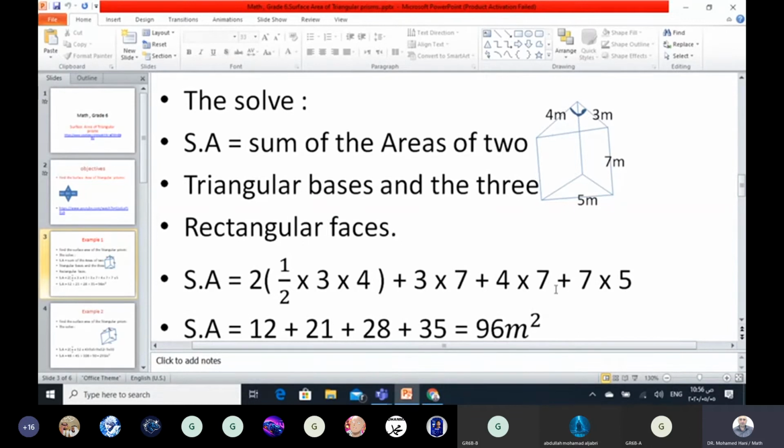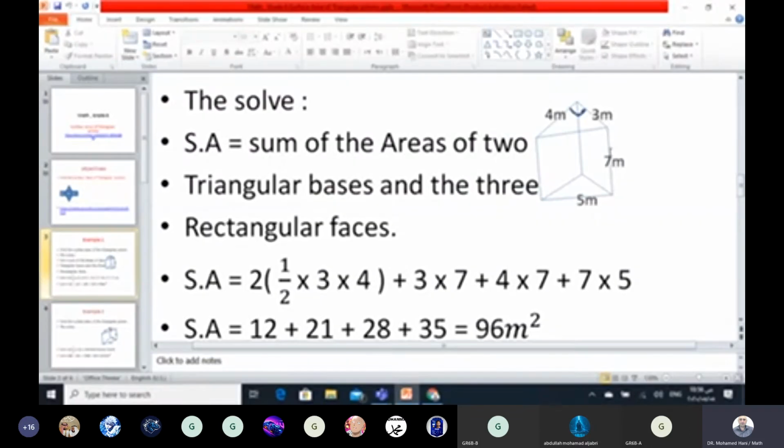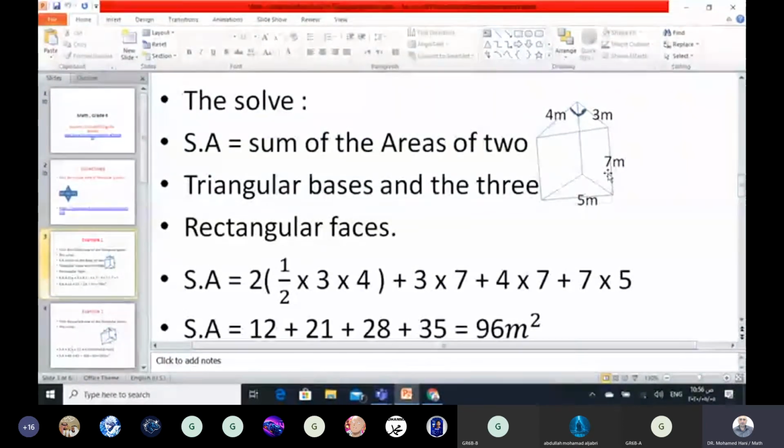Plus the last rectangle here, as you see, we have the width 5 and the length 7. So to solve the area of the third rectangle, just multiply length times width: 7 times 5. Now you can solve.